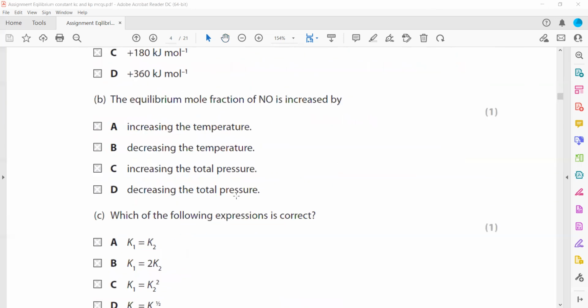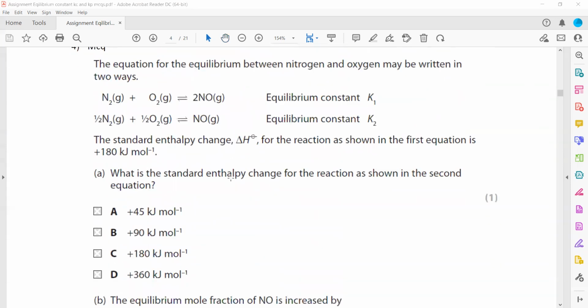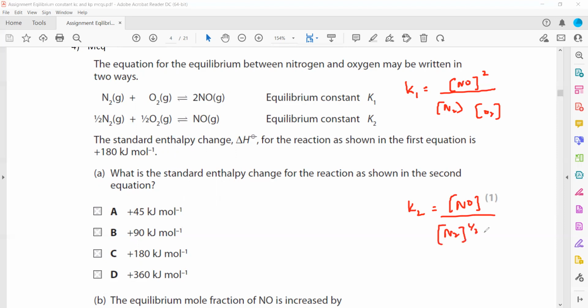The third one: which of the following expressions is correct? Like, how can we relate the equilibrium constant for the first reaction with the second reaction? Kc or Kp is the product divided by reactant. So when I write Kc or Kp for the first reaction, it is the concentration of NO squared divided by the reactants, nitrogen times oxygen. This is the first reaction. If I write the equilibrium constant for the second one, that is the concentration of product divided by the concentration of reactant, and nitrogen is raised to power half, and oxygen is also raised to power half.